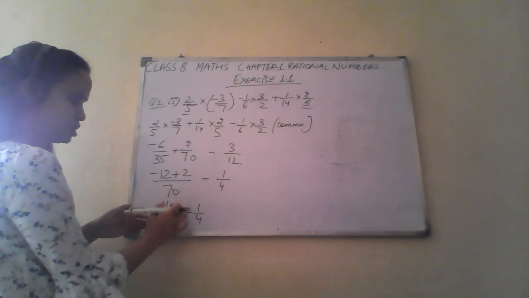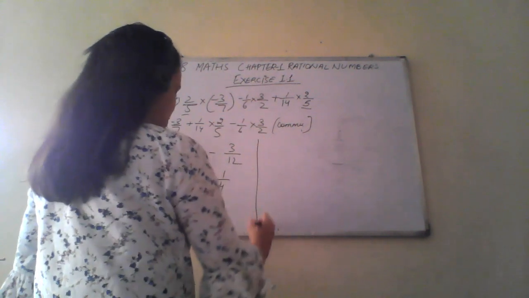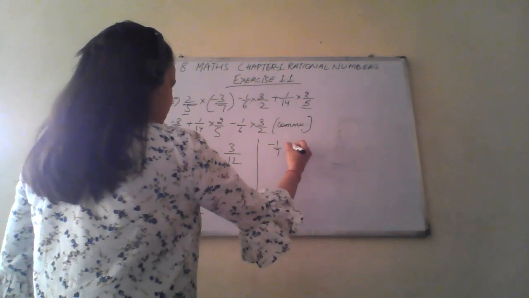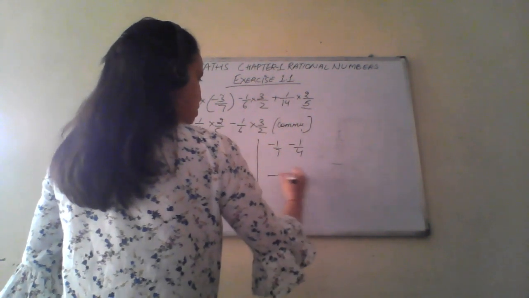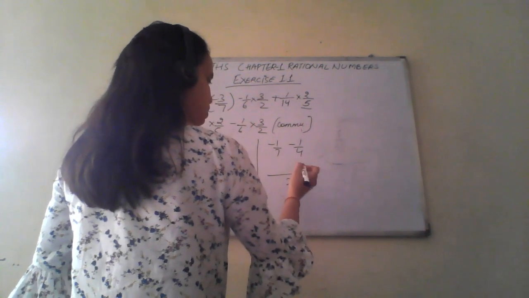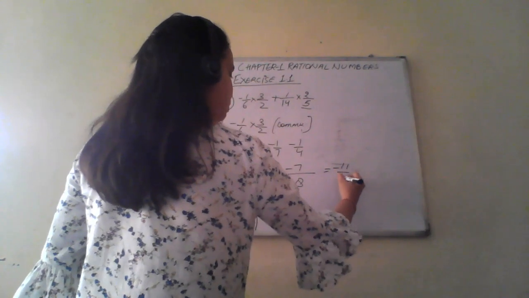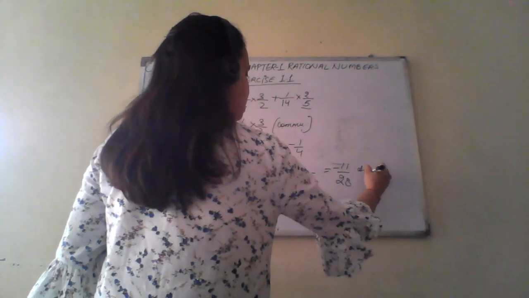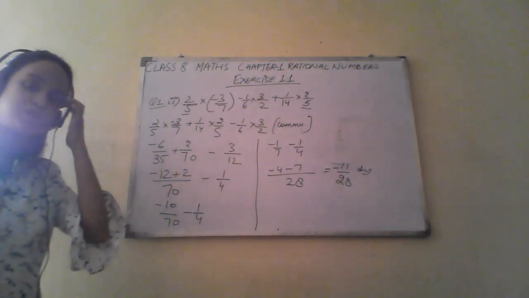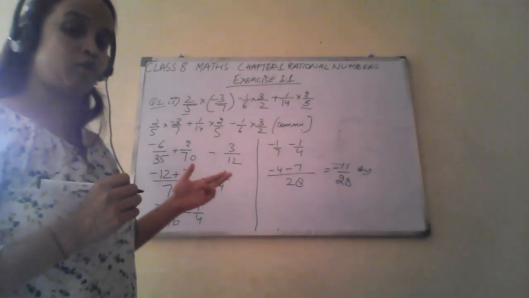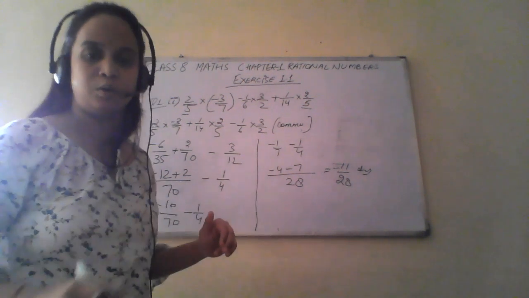We can further reduce this, minus 10 upon 70. So it will be minus 1 by 7 minus 1 by 4. We'll take the LCM. This is minus 4 minus 7. This will become minus 11 upon 28. So this is the final answer. I hope by these two questions, this concept of application of commutation and distribution will become clear to you.